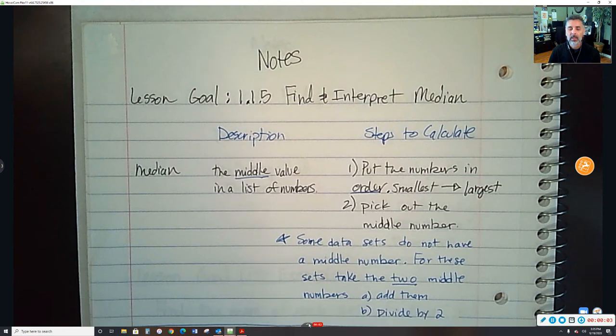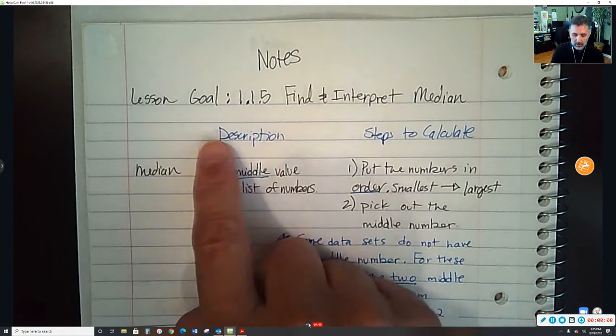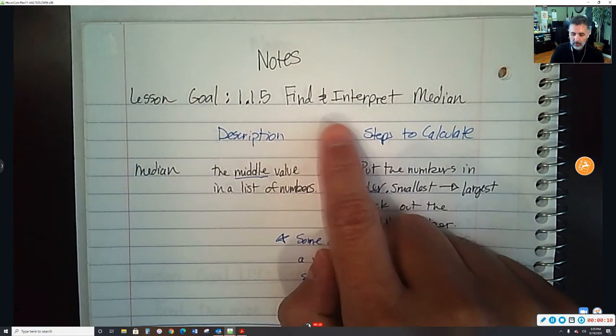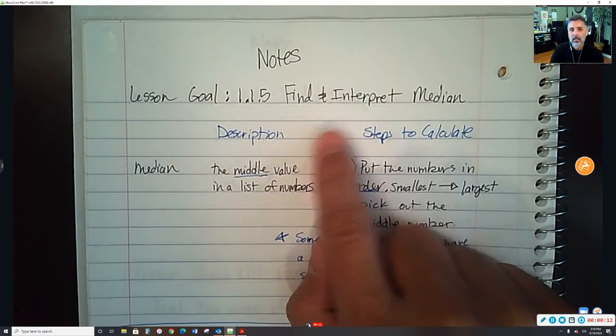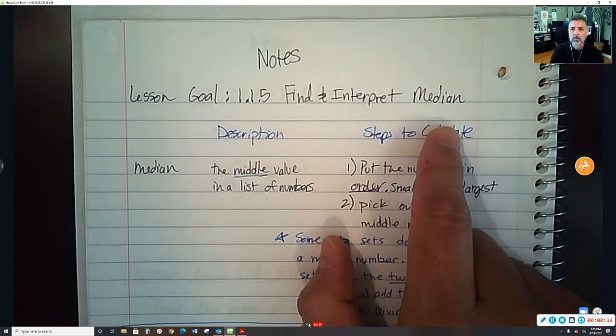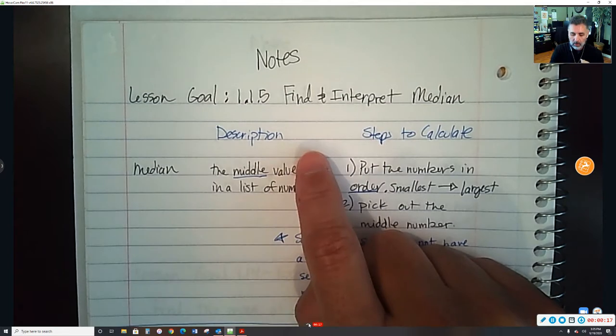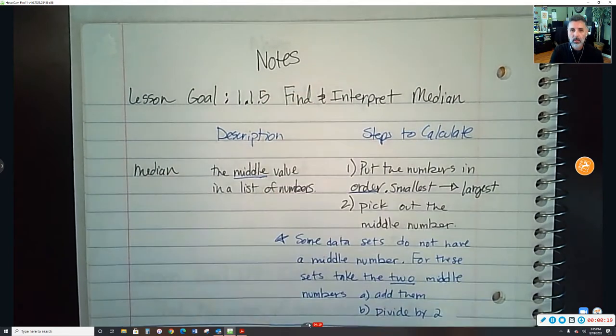How's it going, everybody? So we have notes today, and today we are going to write notes on the median. Okay, find and interpret median. That's our lesson goal. We're going to do notes.